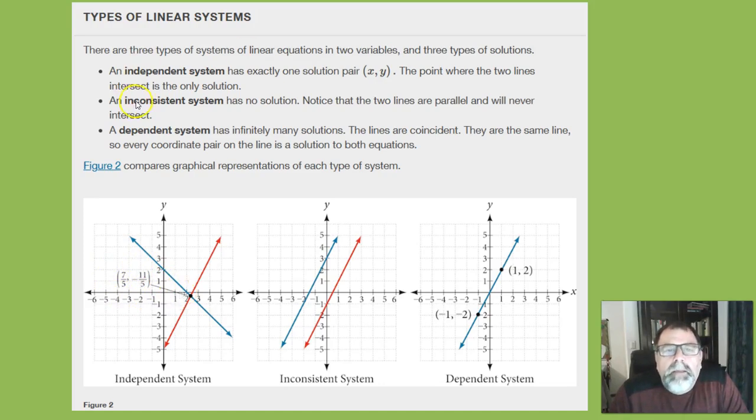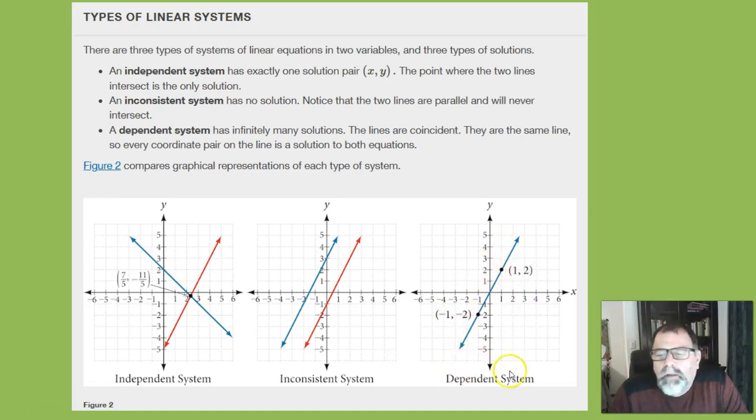Inconsistent has no solution, so that's this middle one, and they're parallel lines, so they won't have any points in common, so there won't be any ordered pair that makes both equations true at the same time. Remember, simultaneously. And then the third type is a dependent system that has infinitely many solutions. The lines are coincident. They're the same line. So every coordinate pair on the line is a solution to both equations. Both equations, when you graph them, make the same line.